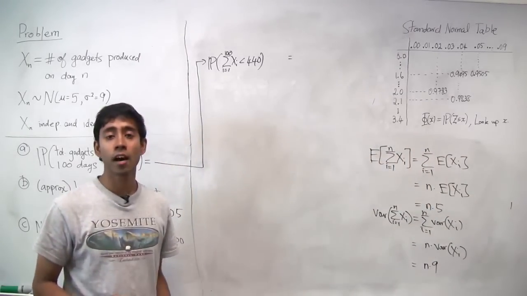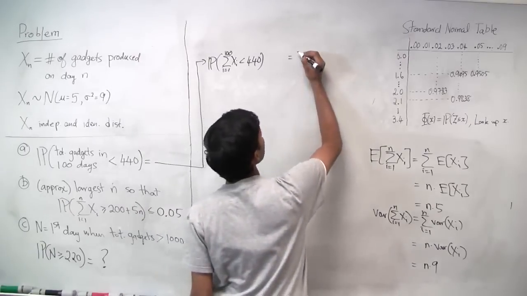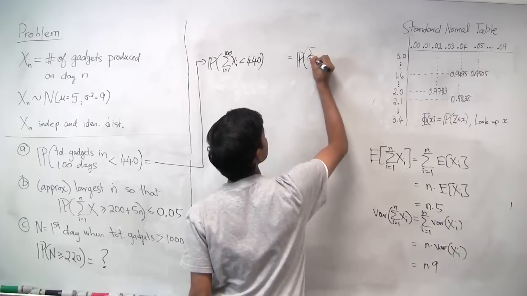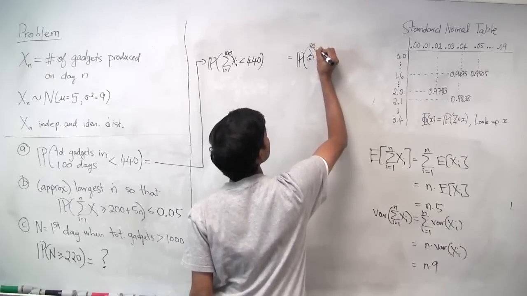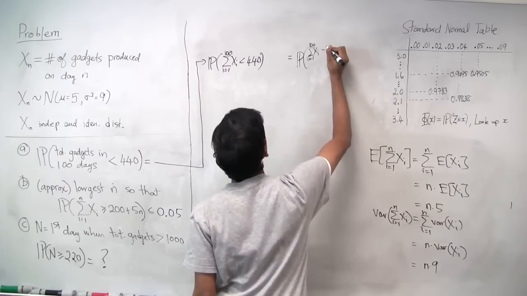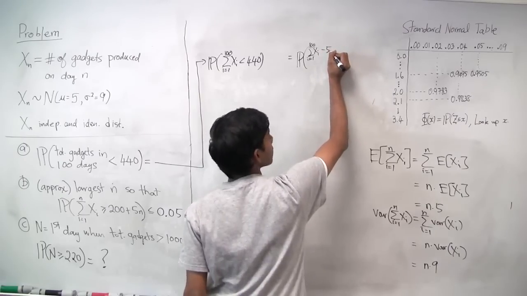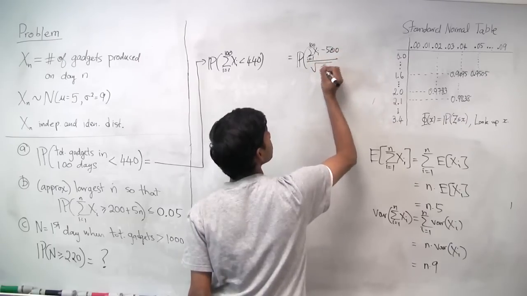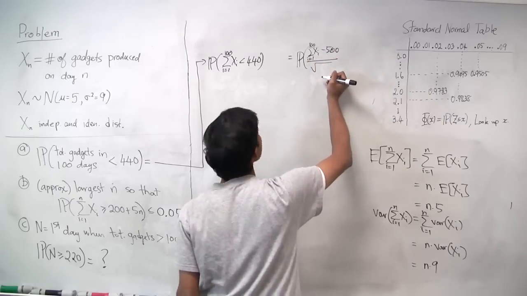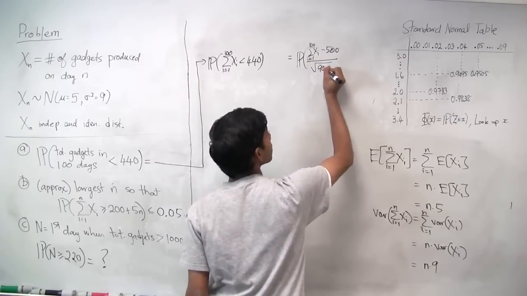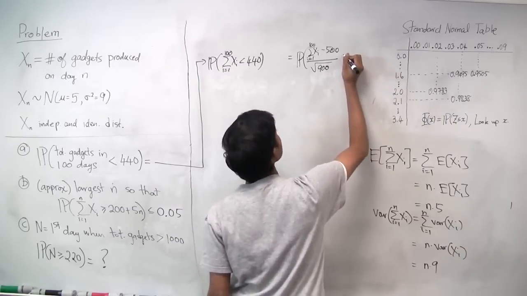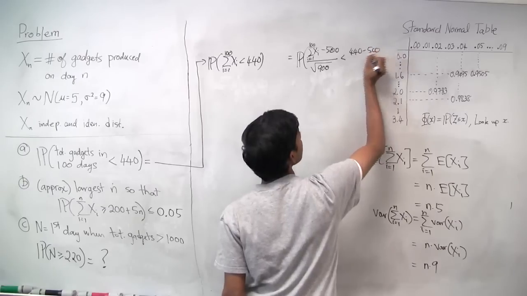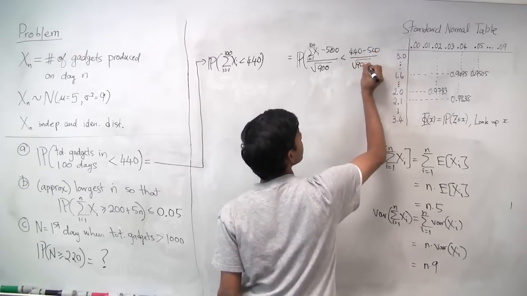Now we can standardize it, or make it 0 mean and variance 1. To do that, we take the sum of the Xi's and subtract their mean. It's going to be 5 times 100 of them, so it's 500, over the square root of the variance, which is 9 times 100 of them, so 900. So that's going to be less than 440 minus 500 over square root of 900.